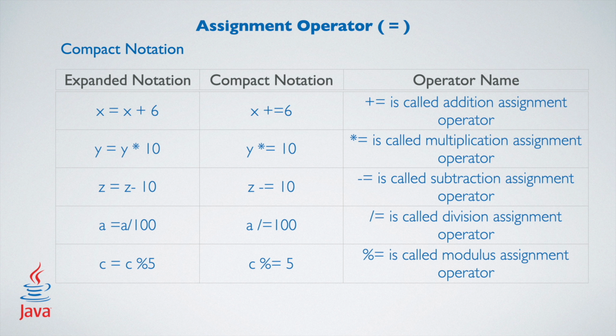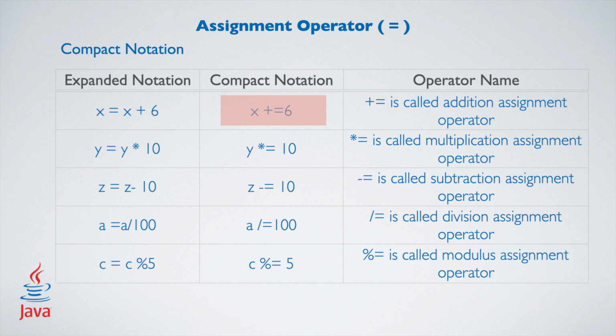Now we will see compact notation for assignment operators. So here we have three columns. First one is showing expanded notation, second one is showing compact notation for the expanded notation, and third one is showing operator name. So in the first line, x equals to x plus 6 is written, which is telling that x will be added with 6 and the updated value will be stored to the x variable again. For this we can write compact notation as x plus equals to 6 and its value will be same as x equals to x plus 6.